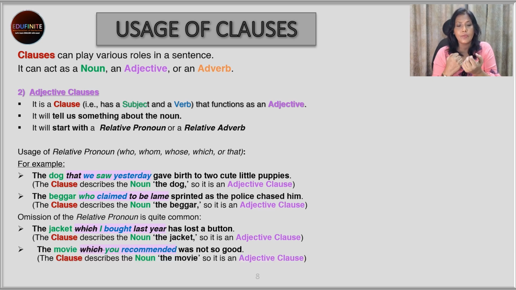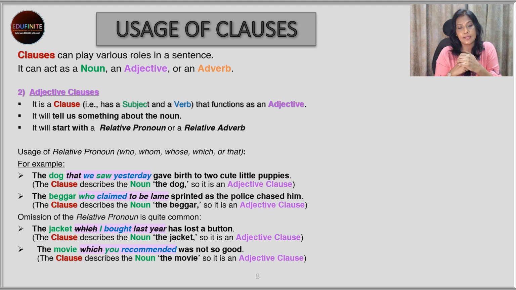The movie which you recommended was not so good. Again over here, which you recommended is the adjective clause. Now, we can again omit the which over here and just say, the movie you recommended was not so good. Why? Which you recommended? What did you recommend? The movie. So, it's talking about the noun movie. So, that's an adjective clause.